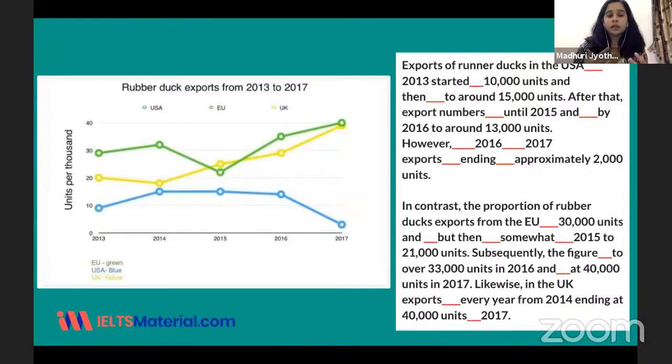I would probably try to change it a little bit. I would start from 2017, and what was the units that were exported in the year 2013, which is 40,000 units, right? So 40,000 units, which country did it? Europe did it, and UK did it, right? Whereas US, the number was very low, right?